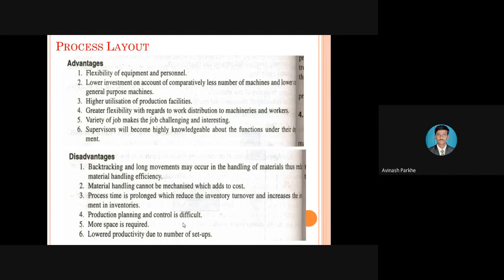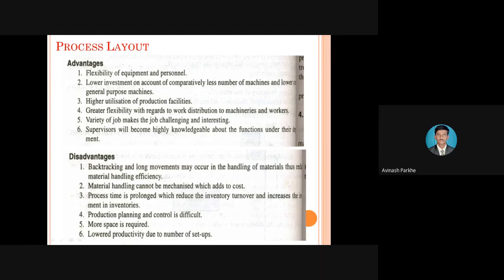By mistake, if one product remains to go through the lathe operations and we take it to the milling operations, what do we have to do? Again you have to take that particular component from the milling operation back to the lathe machines, perform all the lathe operations, and then again take it to the milling compartment. Such planning will not take place by using the process layout. Therefore, production planning and control is very difficult in this particular process layout.